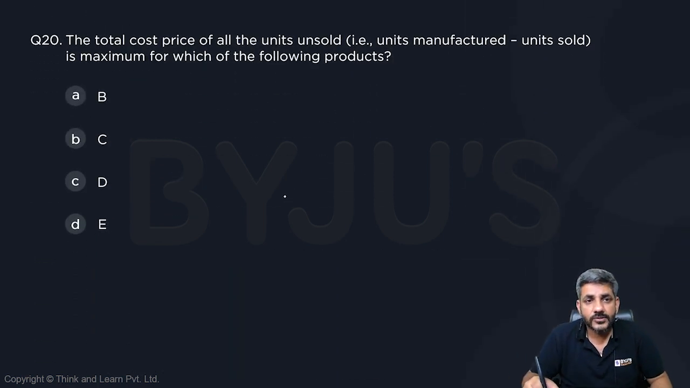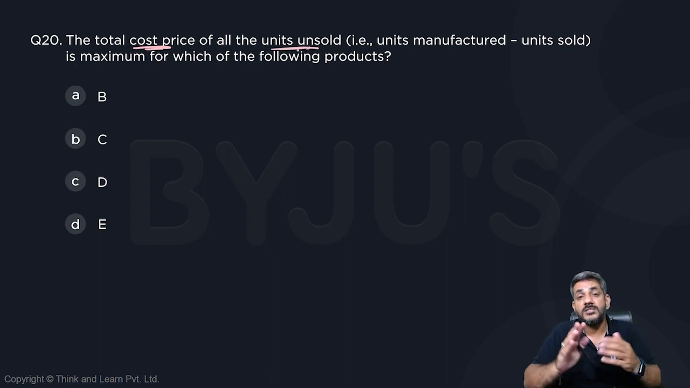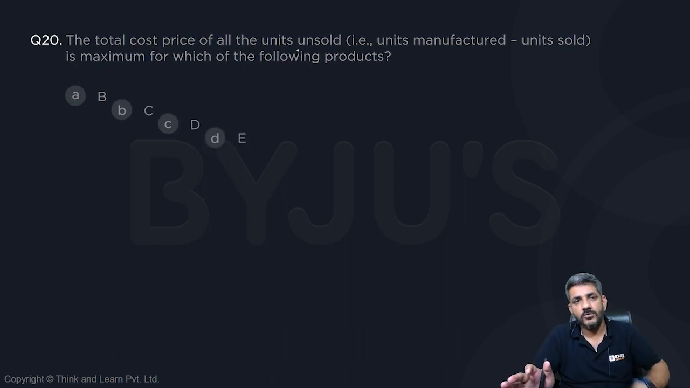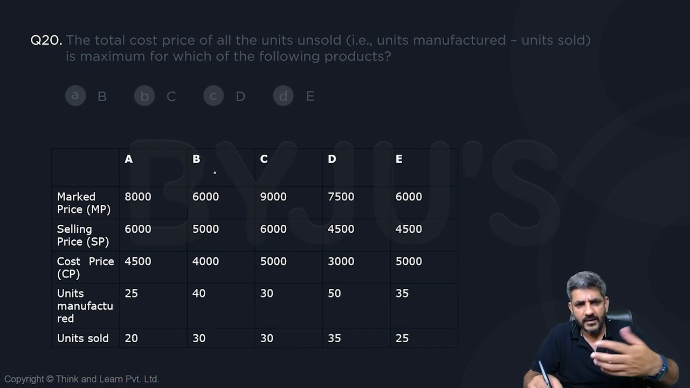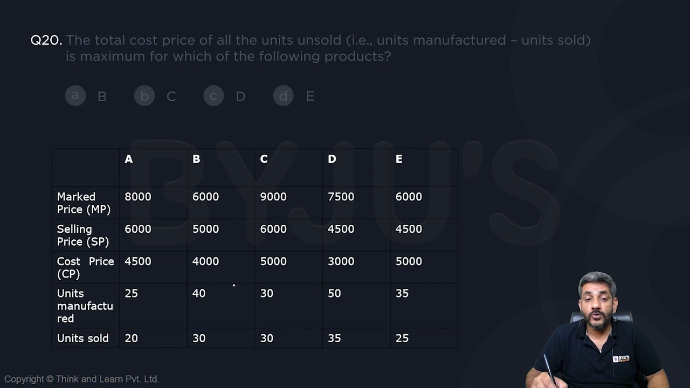And lastly, the total cost price of all the units unsold is maximum for which of the following products? So cost price for all the units unsold. Unsold is manufactured minus sold. Let's calculate that as well. Option is giving you B, C, D, E. So why to check for A? Let's check for B. What are the unsold units?